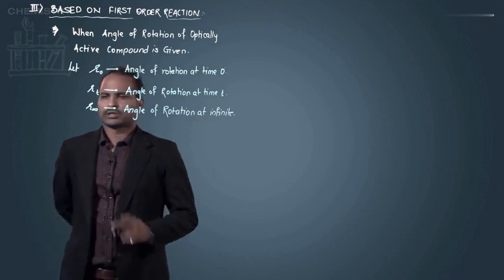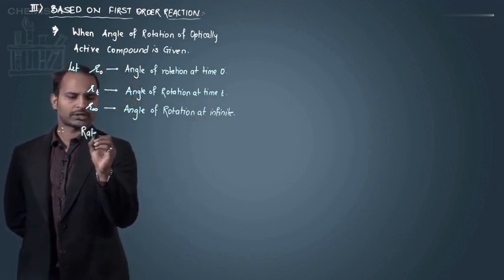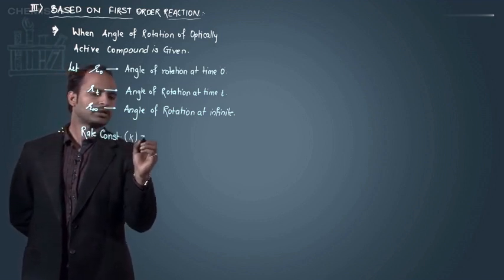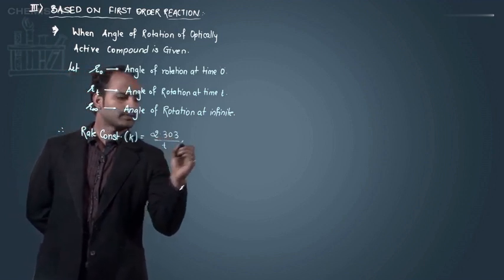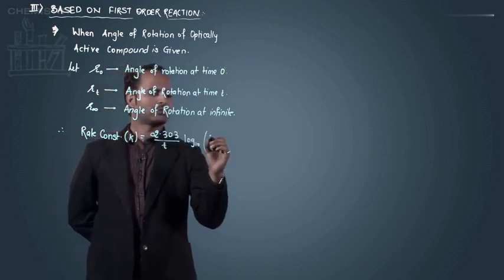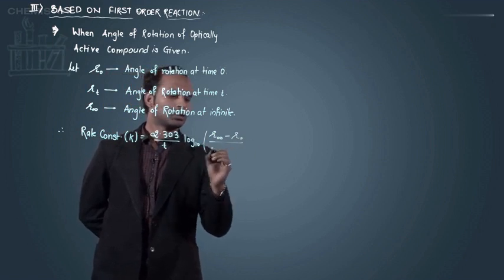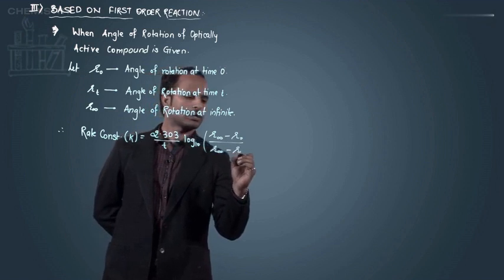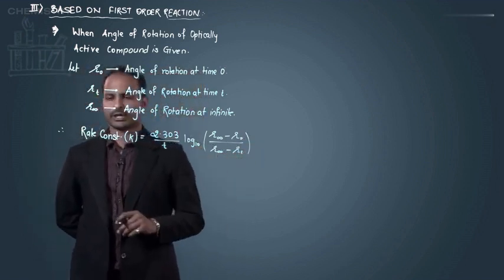Like a volume only. So therefore the formula for the rate constant K is 2.303 upon T log to the base 10 of R infinity minus R naught upon R infinity minus RT. So this is the formula for K.